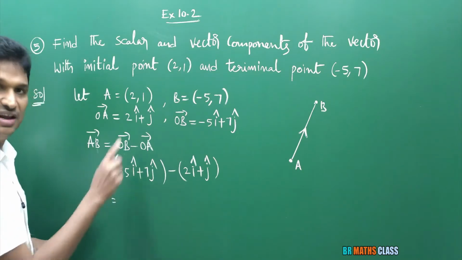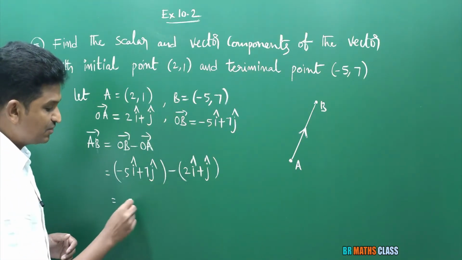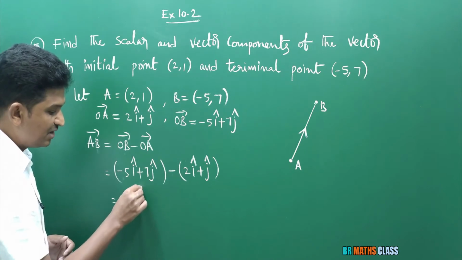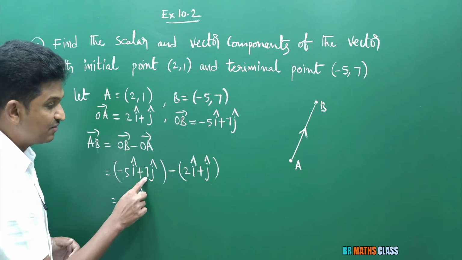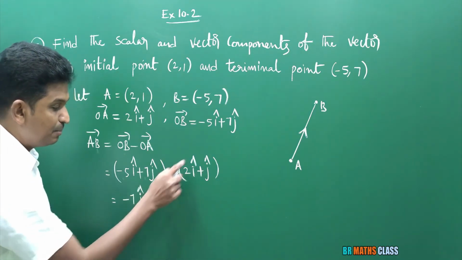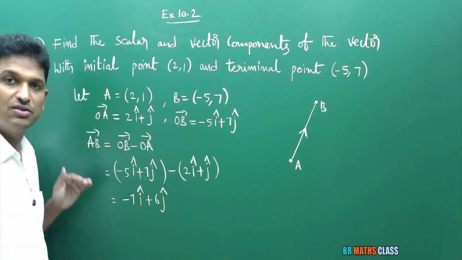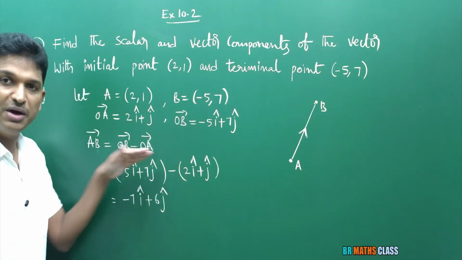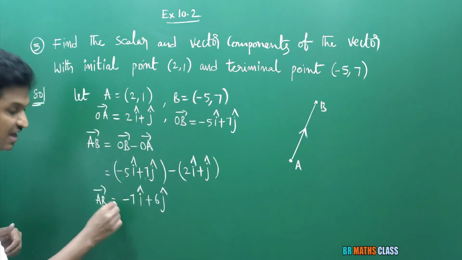Okay, now I will simplify this. Here minus 5 is there, minus 2. Minus 5 minus 2 is what? Minus 7 I cap. It can be understood easily. Now you observe j cap components. Here 7 is there. Here plus of minus is minus. 7 minus 1, that is 6. 6 j cap. So I calculated AB bar. AB bar is OB bar minus OA bar. So what is this vector? This vector is AB bar.